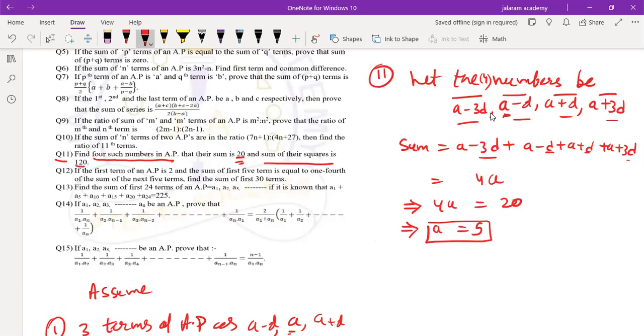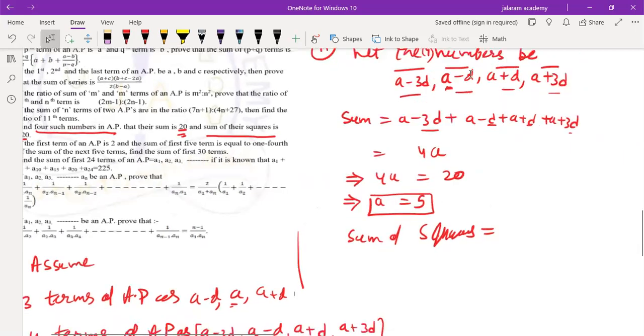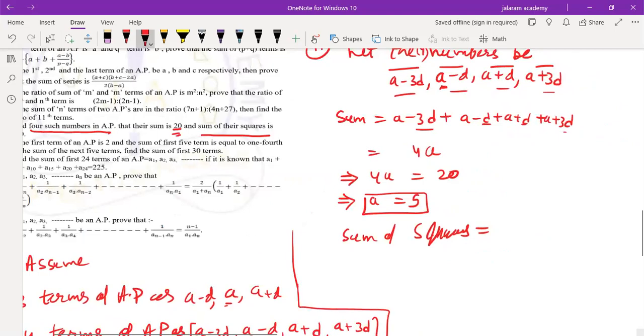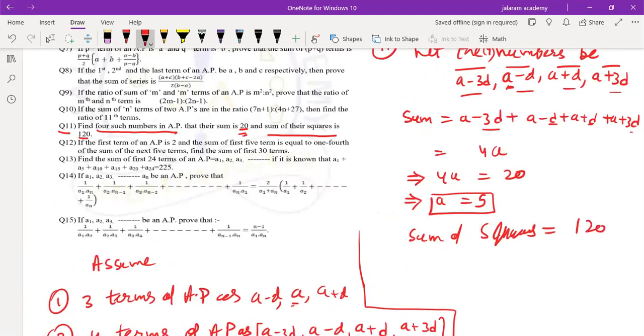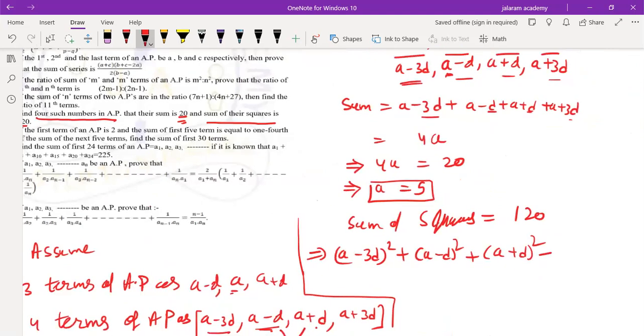Sum of their squares is 120. Means what? Sum of squares. So when we write the sum of squares of these numbers, the first number is A minus 3D. Its square is A minus 3D whole square. Second number is A minus D. Its square is A minus D whole square. Third number is A plus D. Its square is A plus D whole square. Fourth number is A plus 3D. Its square is A plus 3D whole square, equals 120.